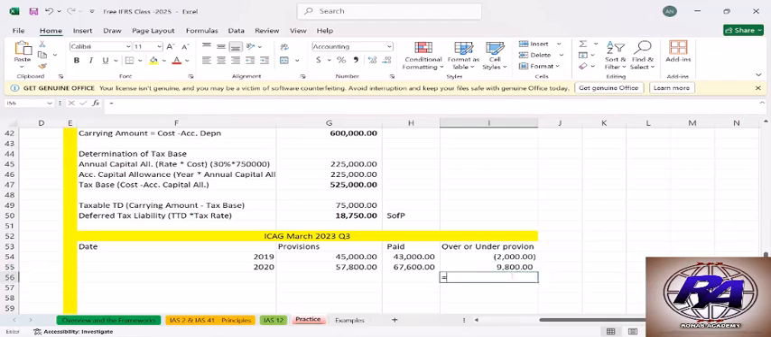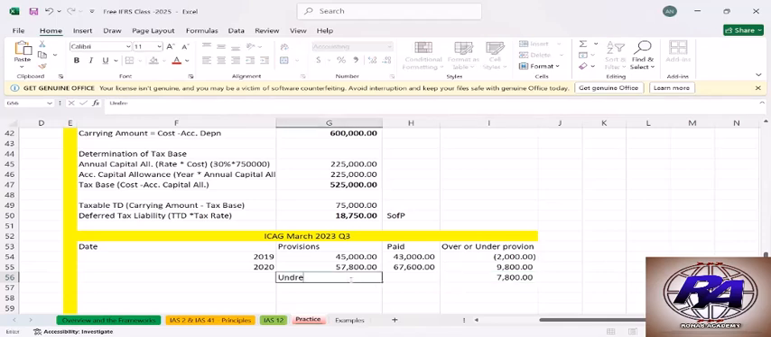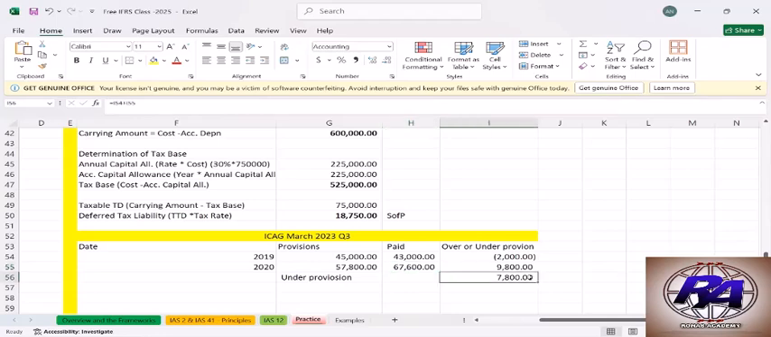Now if you find the total of these two, this plus this, the final figure here is what we are going to call under provision, because what we made provision for and what we paid is higher. So we are having under provision here, but the previous year there was an over provision. That's why there's a difference over here, right? So the under provision of 7,800.